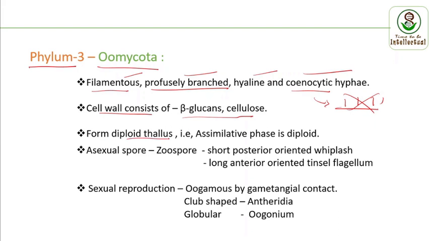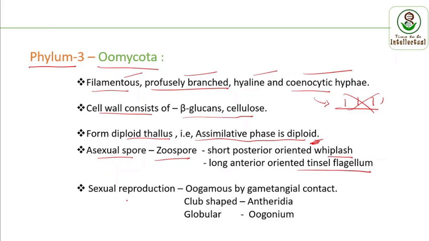They form a diploid thallus, that is, the assimilative phase which exists in these organisms is of the diploid phase. Next come the asexual spores. We have also spoken about this: zoospores, with short posteriorly oriented whiplash and long anteriorly oriented tinsel flagella. I have shown the diagram.